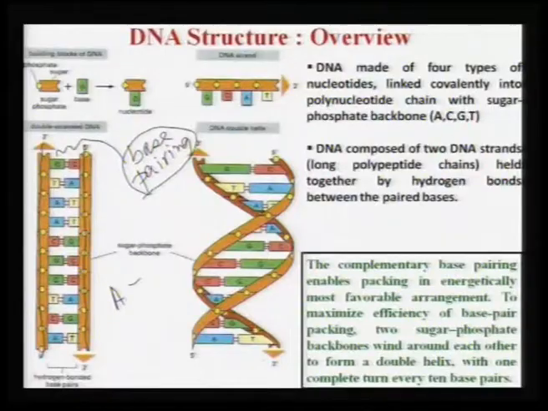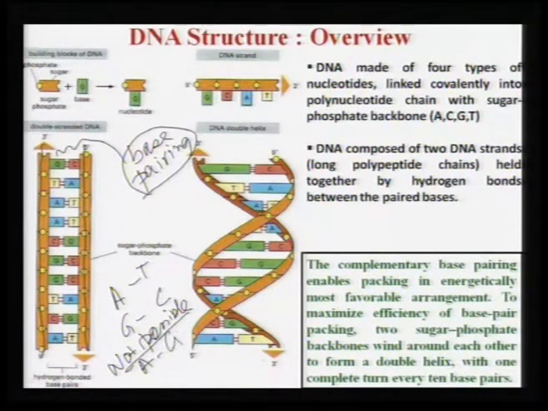That means A would never pair with G or A would never pair with C. So, AT is possible, GC is possible. What is not possible is AG or AC. And another thing is that these are 4 different nucleotides.